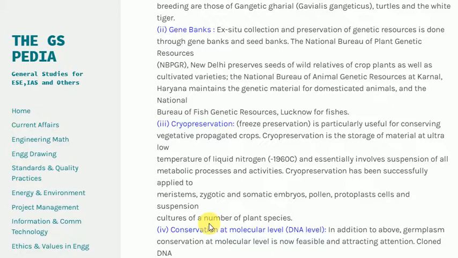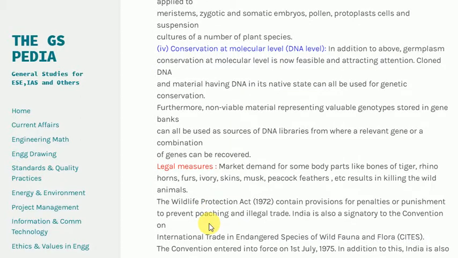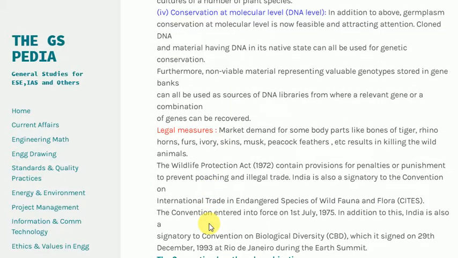For conservation at the molecular level, DNA level, in addition to the above, germplasm conservation at the molecular level is now feasible and attracting attention. Cloned DNA and material having DNA in its native state can all be used for genetic conservation. Furthermore, non-viable material representing valuable genotypes stored in gene banks can all be used as sources of DNA libraries from where a relevant gene or a combination of genes can be recovered.